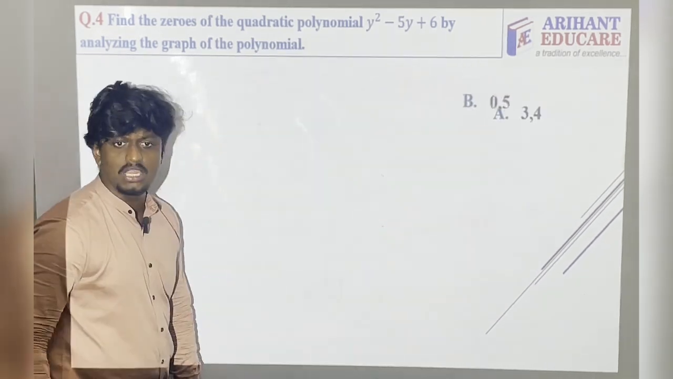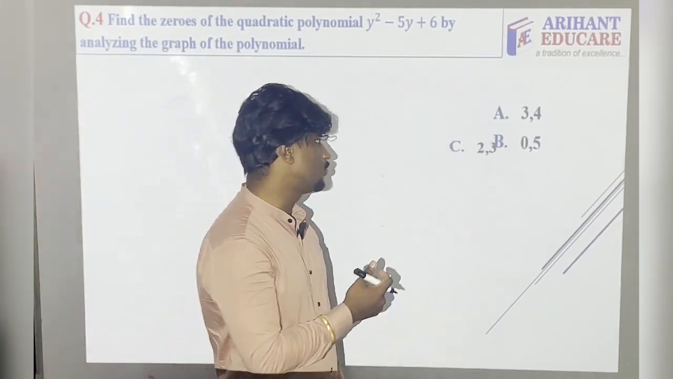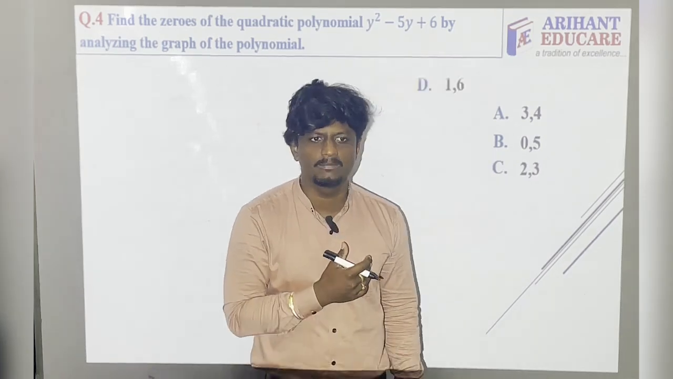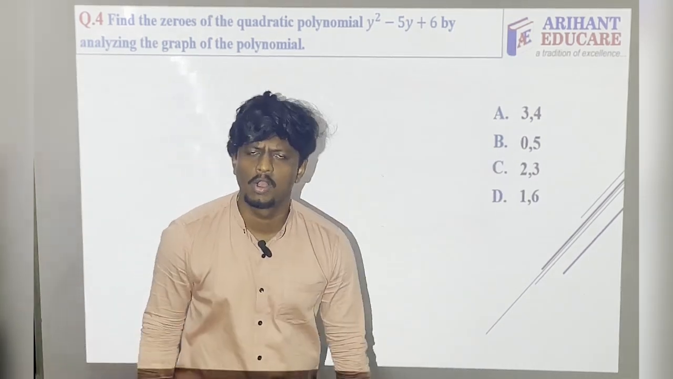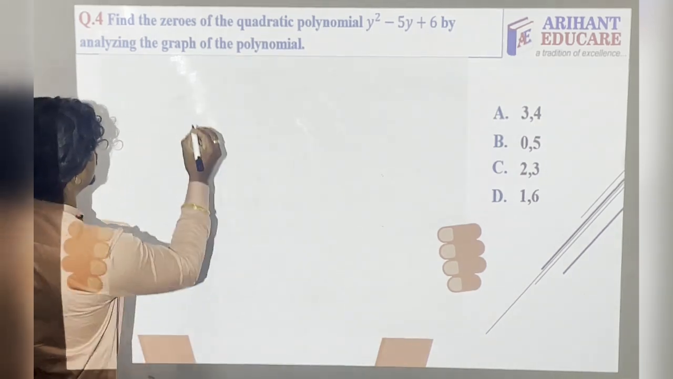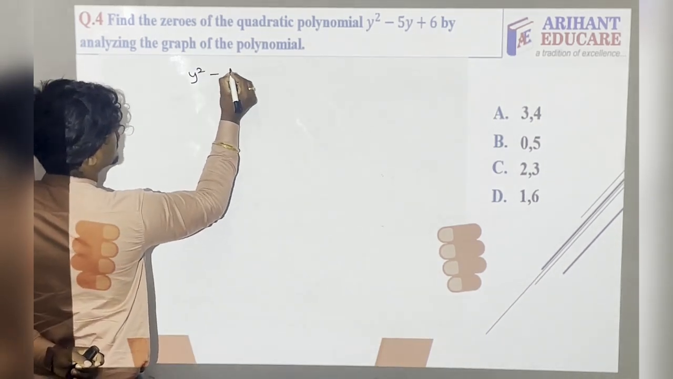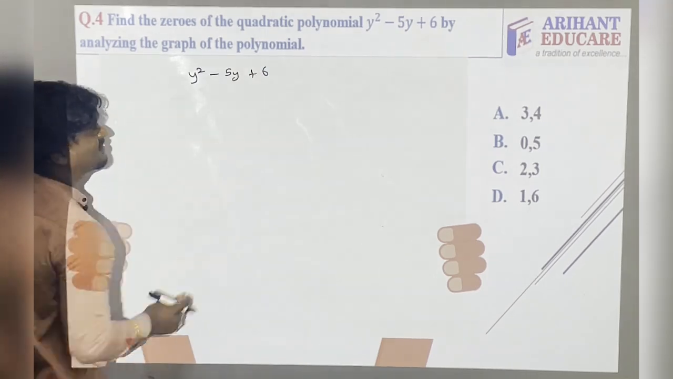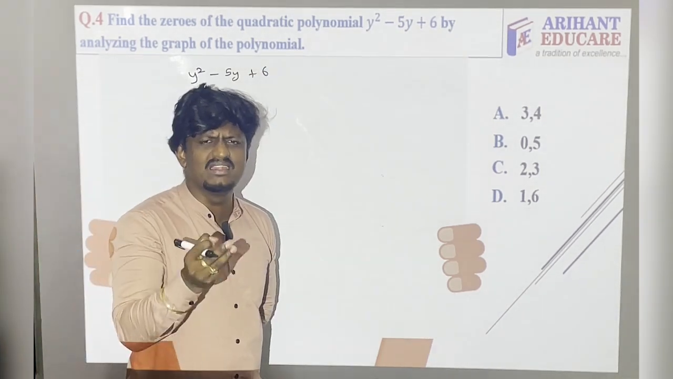Option A is 3, 4. Option B is 0, 2, 5. Option C is 2, 3. And option D is 1, 6. Let's have something to work on. y square minus 5y plus 6. Simple quadratic polynomial. We need zeros.